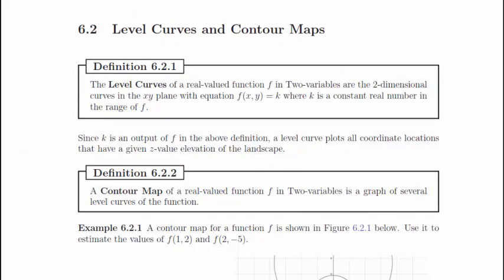So the next thing we want to look at is level curves and contour maps. How can we look at a top view of the domain of the xy plane and see all of the different possible outputs? Definition 6.2.1 says the level curves of a real valued function f in two variables are the two-dimensional curves in the xy plane with equation f of x y equals k, where k is a constant real number in the range of f. Since k is an output of f, a level curve plots all coordinate locations that have a given z-value elevation of the landscape.